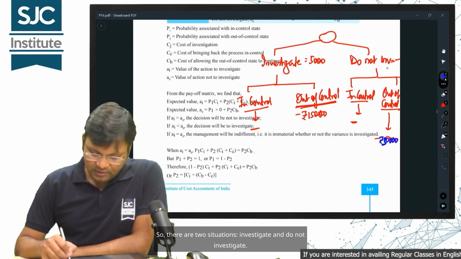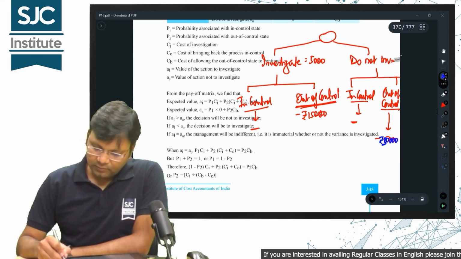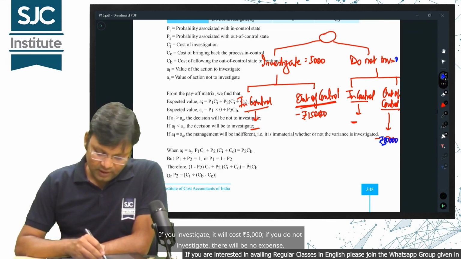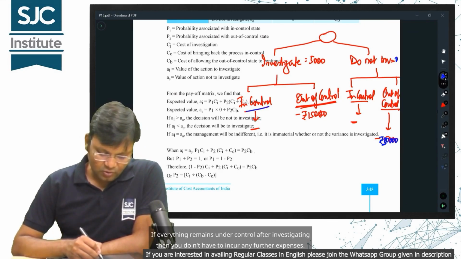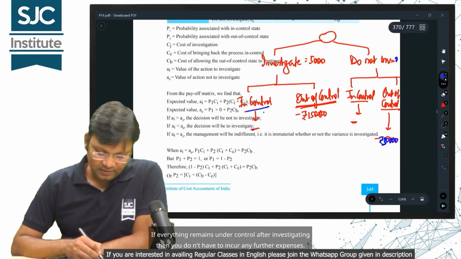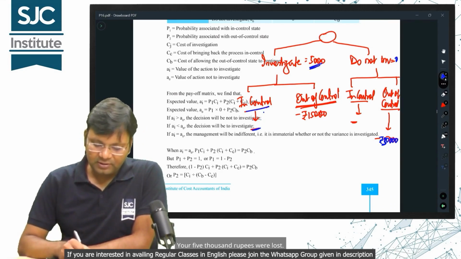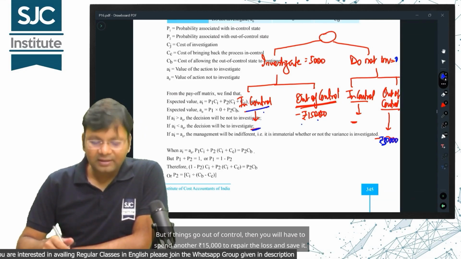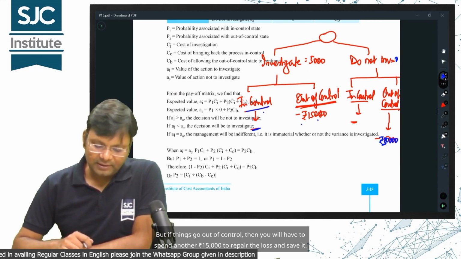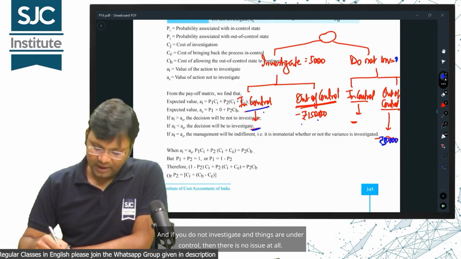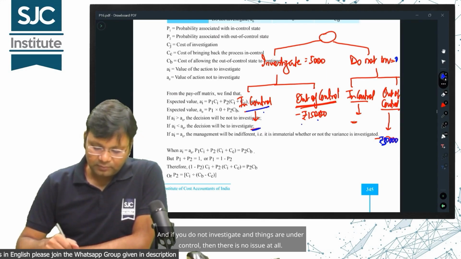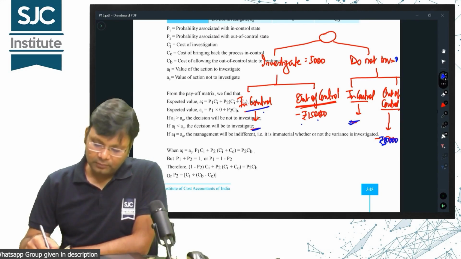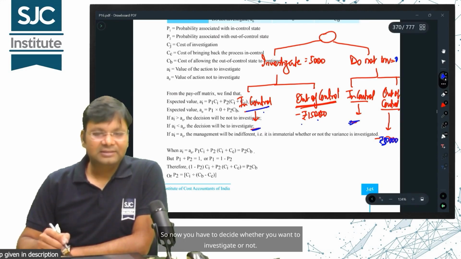So, there are two situations, investigate and do not investigate. If you investigate, it will cost 5,000 rupees. If you do not investigate, there will be no expense. If everything remains under control after investigating, you don't have to incur any further expenses; your 5,000 rupees were lost. But if things go out of control, then you will have to spend another 15,000 rupees to repair the loss and save it. And if you do not investigate and things are under control, then there is no issue at all. But if it remains out of control, then there will be a loss of 30,000 rupees. So now you have to decide whether you want to investigate or not.